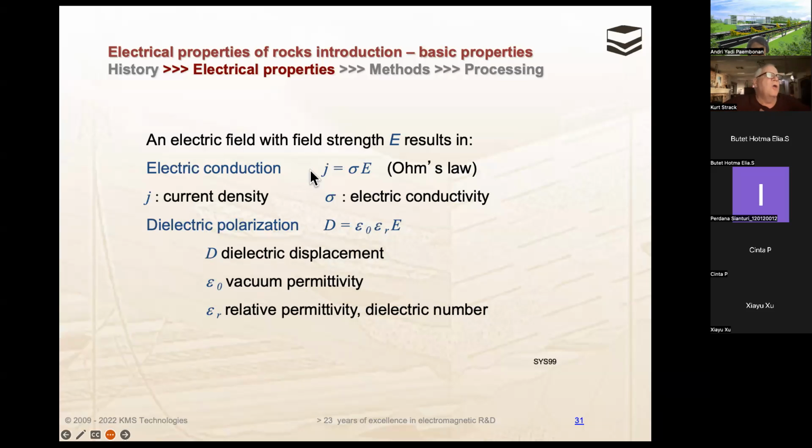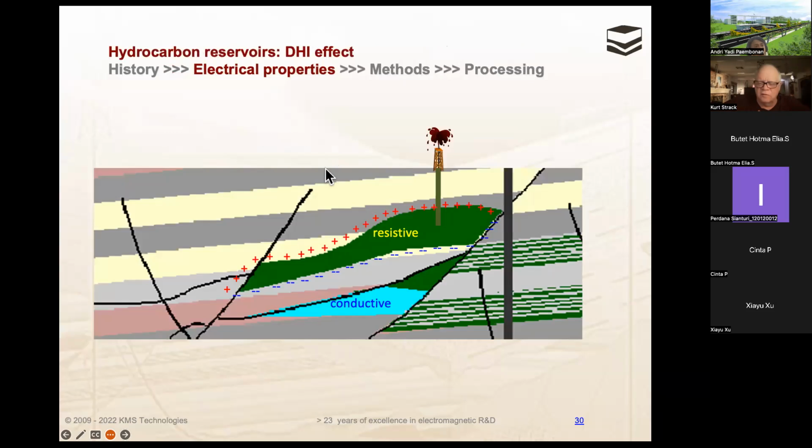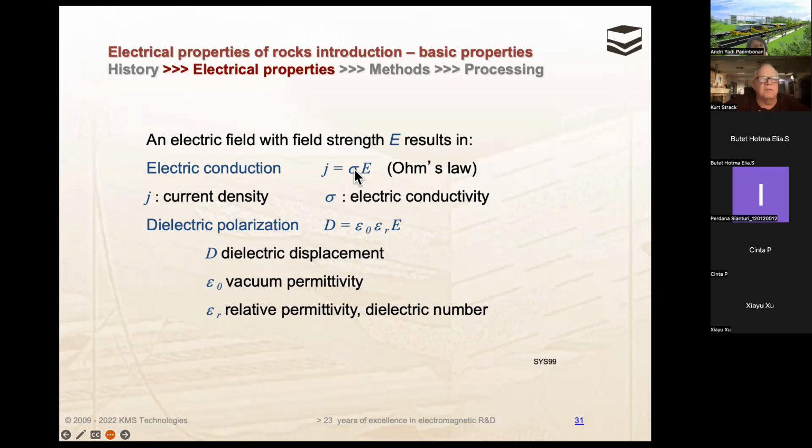So Ohm's law says that the current we inject into a rock or a resistor is equal to the conductivity, or the inverse of the resistivity, times the imposed electric field. So sigma is the electrical conductivity, and the resistivity is the inverse of that. We also then have the chargeability of that rock. If that rock is thin, then we get a certain chargeability, which is a relative permittivity or dielectric number. And then we have a vacuum permittivity times the electric field. And that's known as a dielectric polarization.